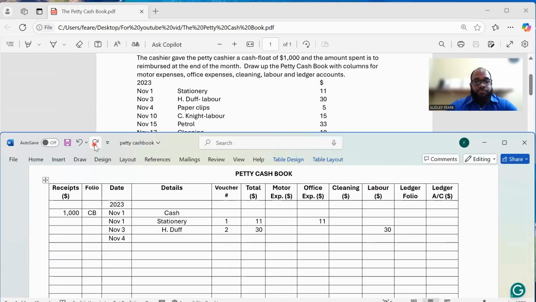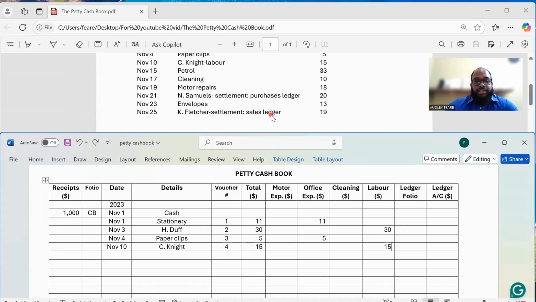Then we move on. November 4, paper clips. For the voucher number, just continue the same order, 3. And of course, the total is 5. And paper clips goes to the office, right? So office expenses. November 10, we have C night. And C night was 15. So we write that. Voucher number, the total 15. And of course, it's labor. So we go back to labor again. All right, let's go to some more.